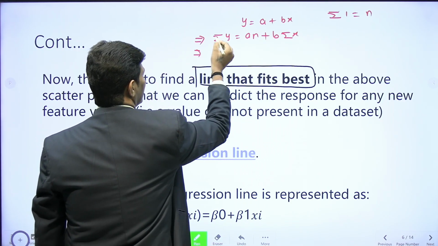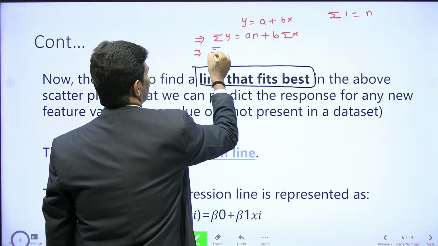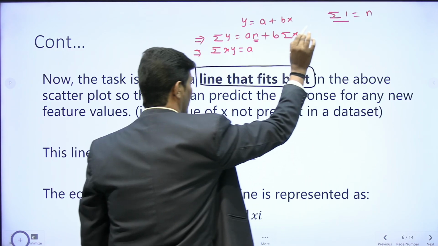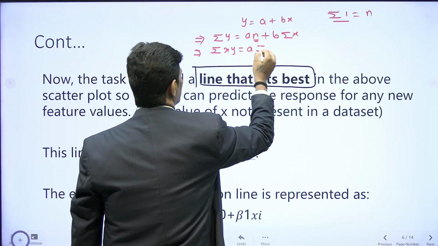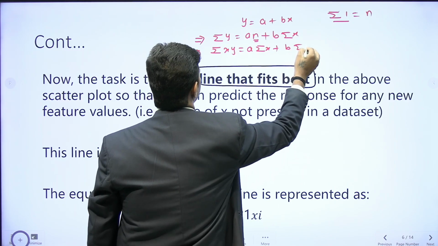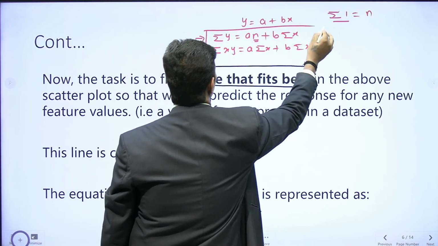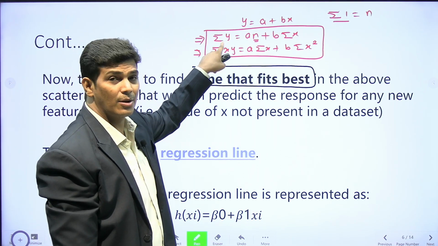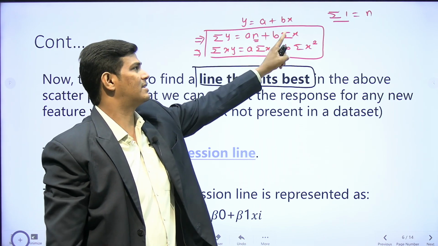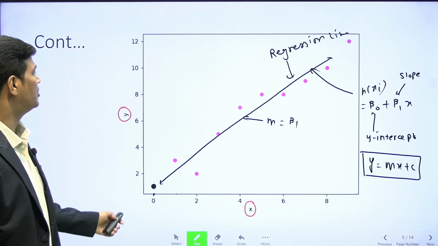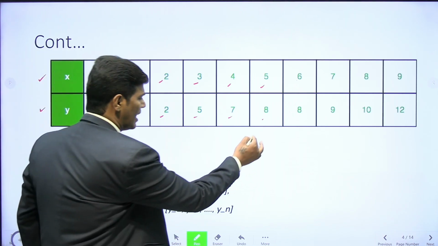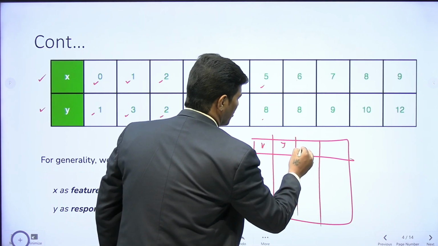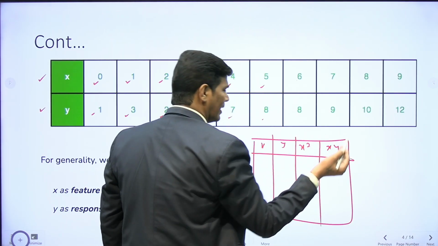Now let's multiply by x: summation of xy is equal to a summation x plus b summation of x square. Here we have two equations. In these equations, we need to calculate the summation of y, summation of xy, summation of x and summation of x square. How do we calculate them? Using the values of x and y that you have, you calculate the x square and the xy. That's it, very simple.